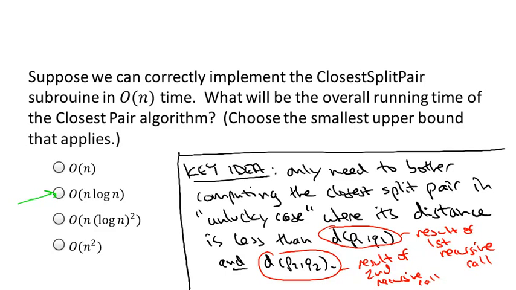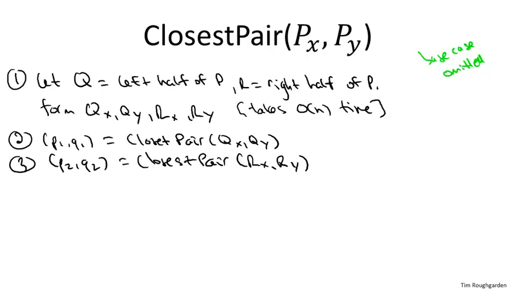So now let's rewrite the high-level recursive algorithm slightly to make use of this observation that the closest split pair subroutine only has to operate correctly in the regime of the unlucky case, when in fact the closest split pair is closer than the result of either recursive call. So I've erased the previous steps 4 and 5, but we're going to rewrite them in a second.